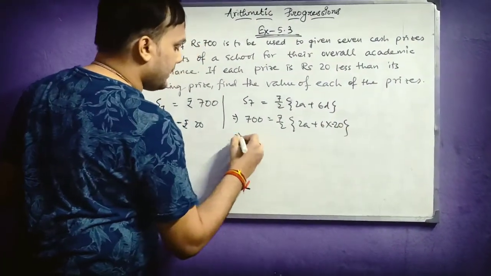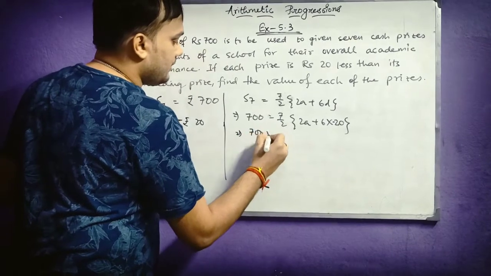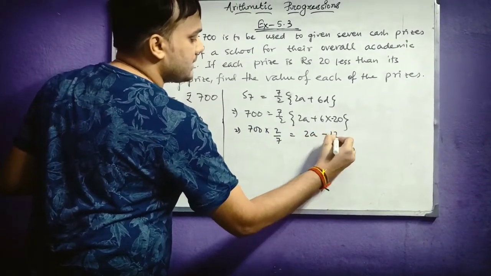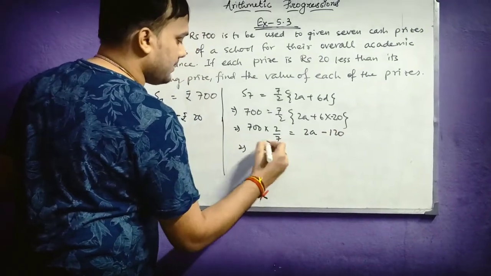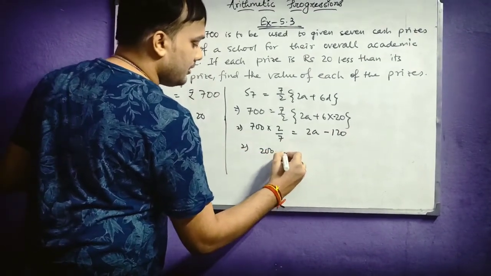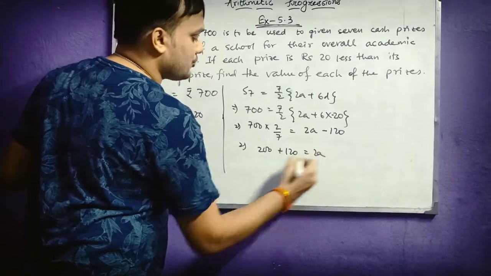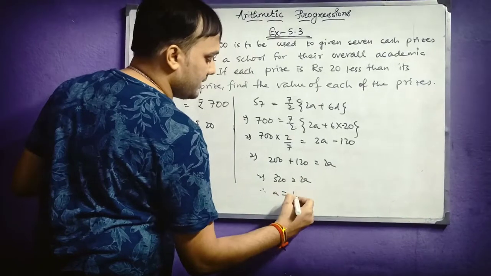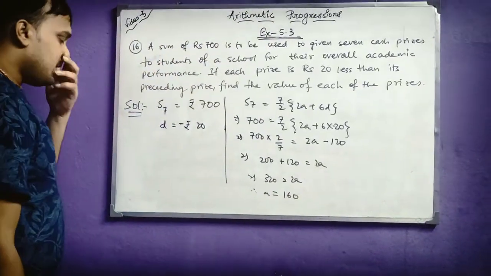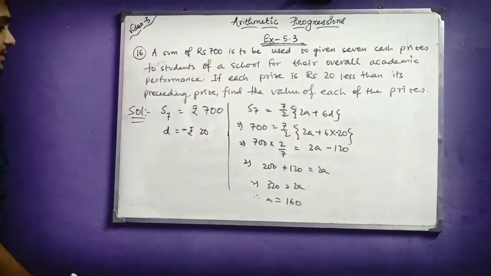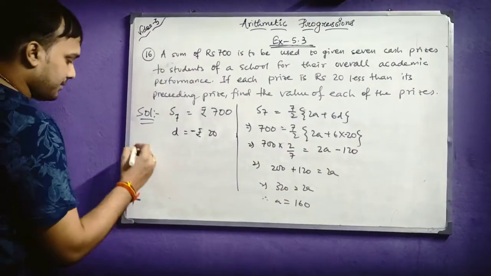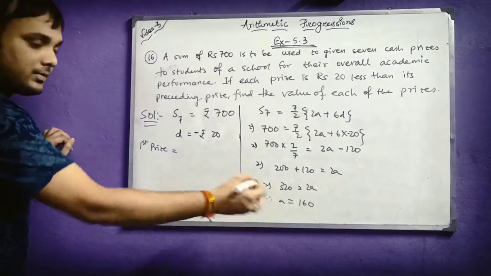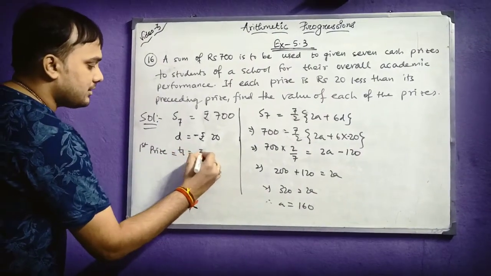So you will get here 700 into 2 by 7 is equal to 2a minus 120. That means 200 plus 120 is equal to 2a. 320 is equal to 2a. Therefore, the first term is 160. Students, you can see we have got the first term as 160. That means the first price is the first term, T1, which is rupees 160.